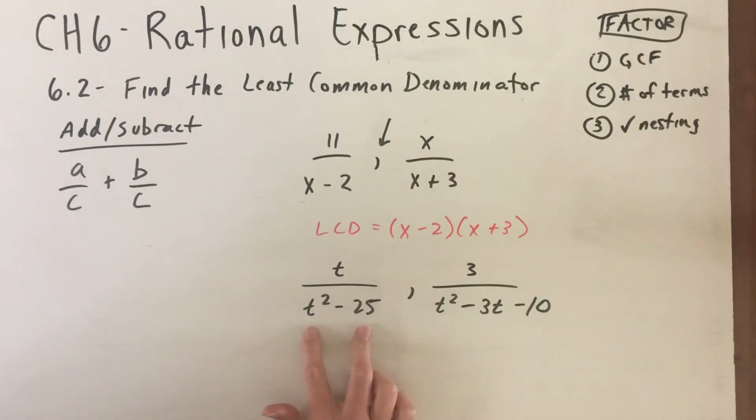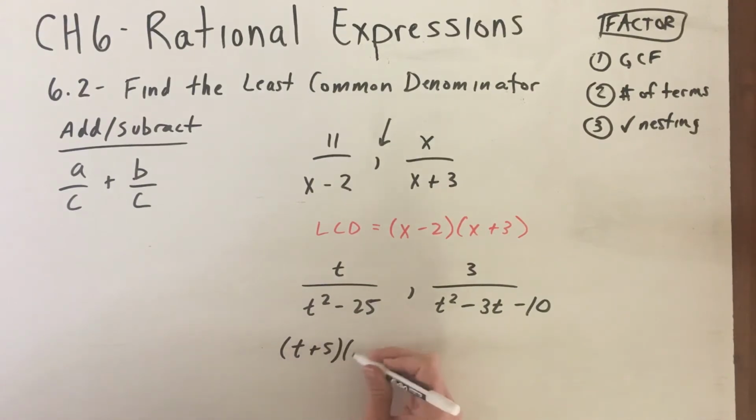There's no GCF here. This is a two-term polynomial, and it is a difference of a perfect square and a perfect square. So this is going to factor to t plus 5, t minus 5.